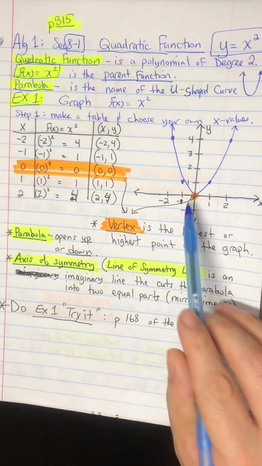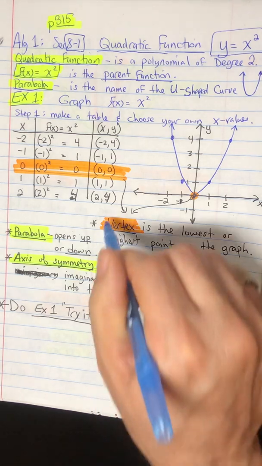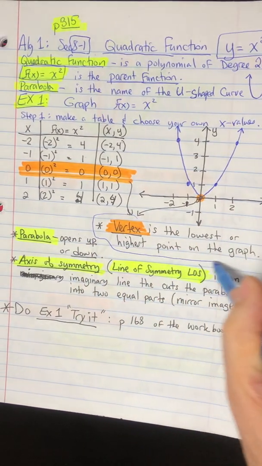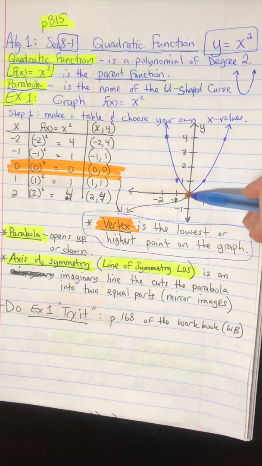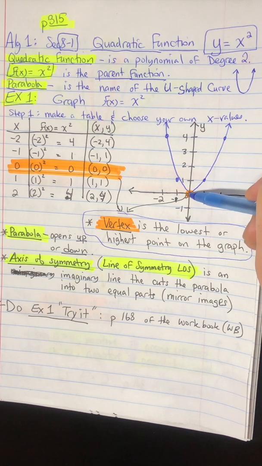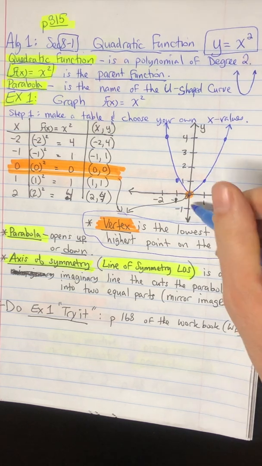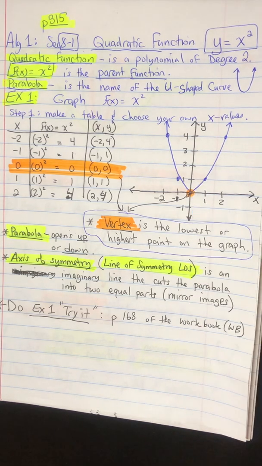The vertex is always the lowest or the highest point on the graph. So that's what the vertex is, the lowest or the highest point on the graph. In this case, it's the lowest point on the graph. We call it a minimum point. Again, this is the vertex. It's where the two sides of this parabola meet. Either at the bottom, or if the parabola is opening downwards, they would meet at the top, and it would be the maximum point. In this case, it's the minimum point.